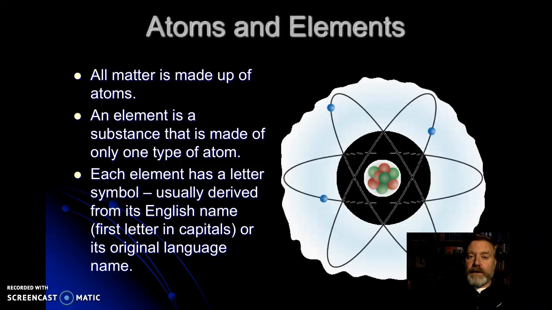So, as we've discussed, all matter is made of atoms. And we've got a last little atom over there with 3 electrons. What could that be? You should know by now. An element is a substance that's made of only one type of atom.